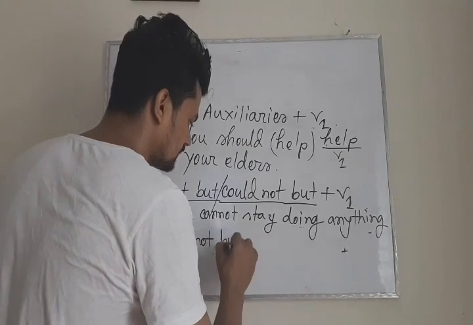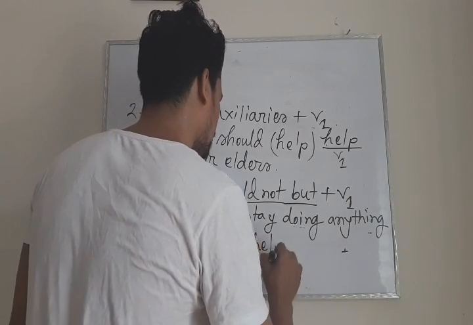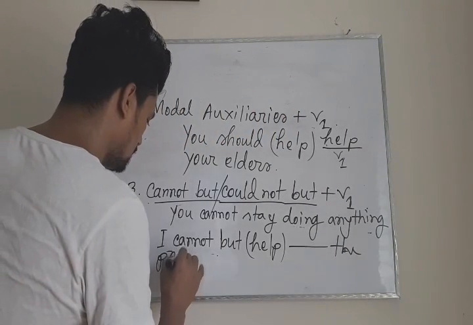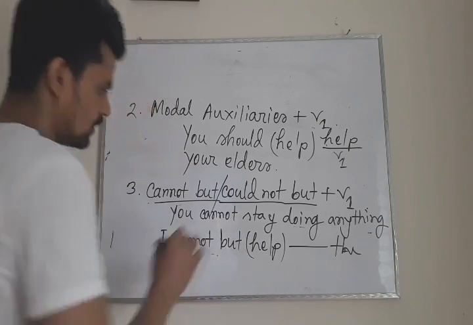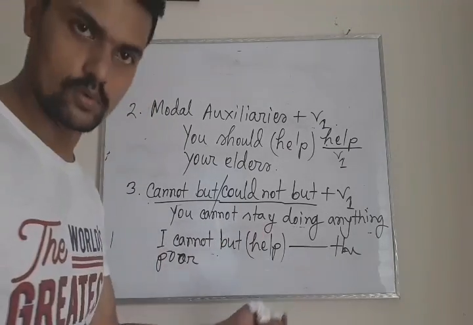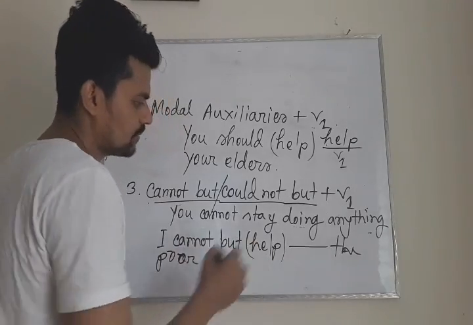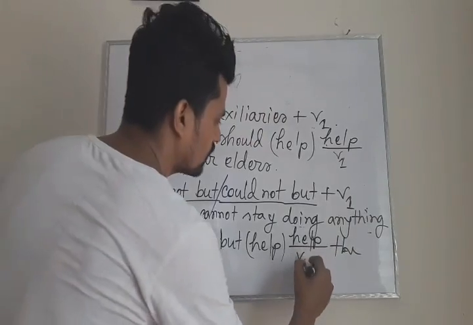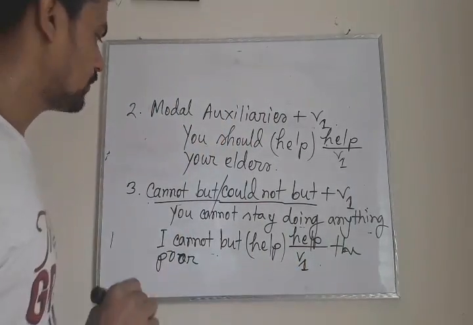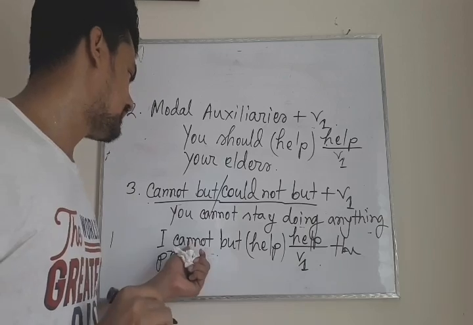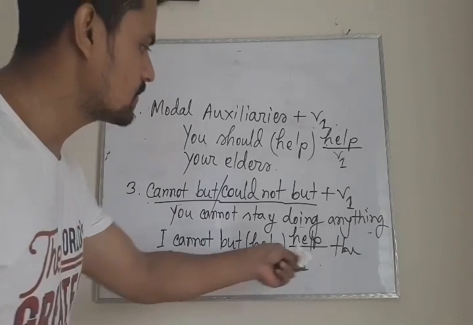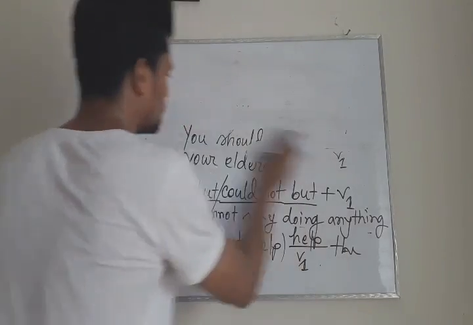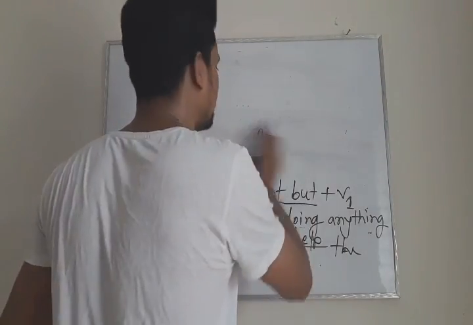Such as, I cannot but help the poor. You cannot stay without helping the poor. It means I cannot but help. Why have I written the V1 form? Because after cannot but or could not but, we use the V1 form. I think you have understood the 3 rules.